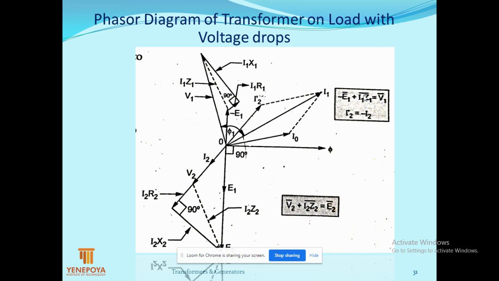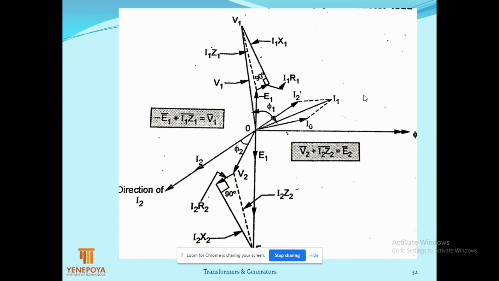Clear. Next we go for inductive load with the IR and IX drop. Here, same vectors: take phi as reference vector, mark E1 and E2, and mark V2 parallel. Now we take a little angle for V2 compared to E2. Now we mark V2. In the previous case, V2 and I2 were in phase. Now I2 lags. You can see I2 is here. Current I2 lags V2 at an angle of phi, since it is a lagging or inductive load.